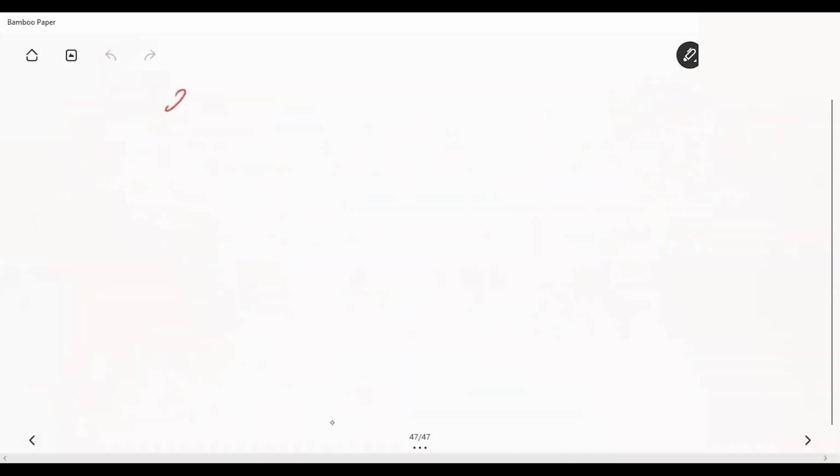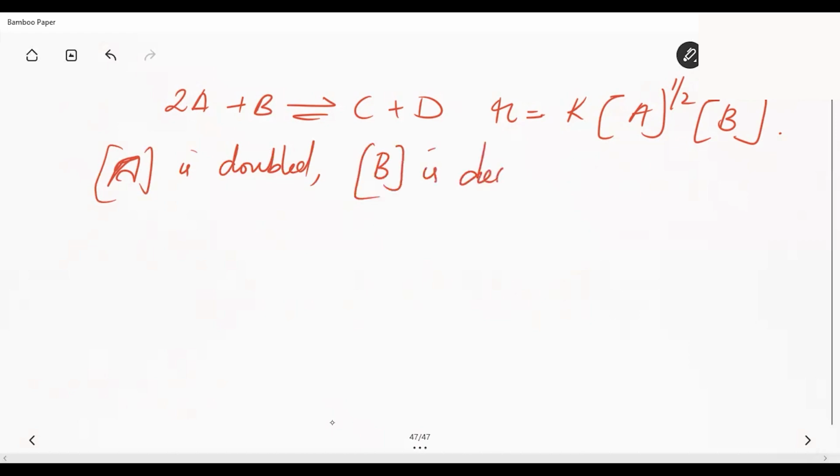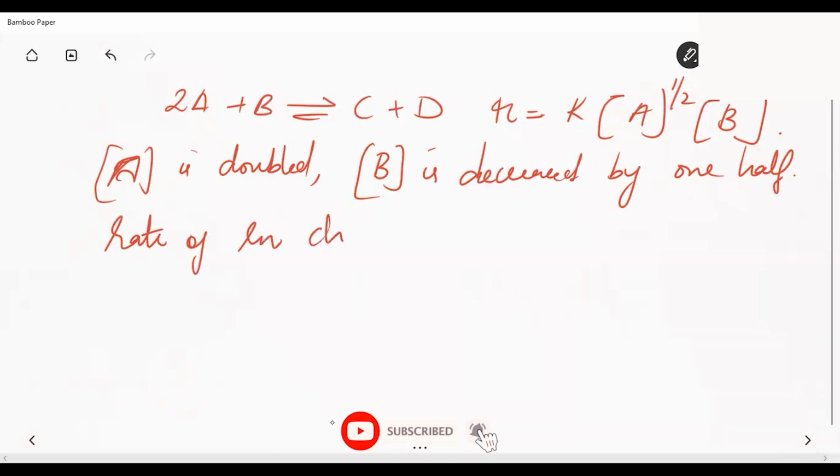The equation is given: 2A plus B in equilibrium with C plus D. And its rate equation is given as K [A] raised to half, [B]. It says the concentration of A is doubled and the concentration of B is decreased by 1/2. Here the question is, we have to find the change in the rate of reaction.